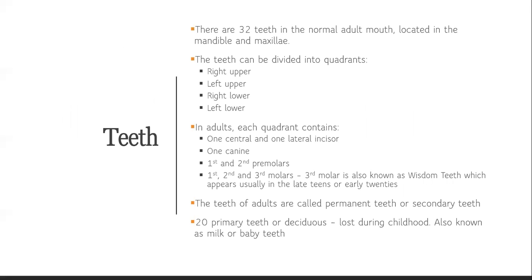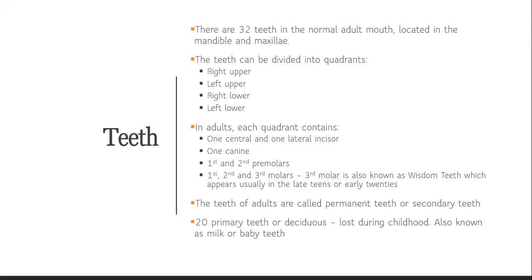So our teeth. The adult has 32 teeth, located in the mandible and maxilla. The teeth can be divided into quadrants or four parts: the right upper, the left upper, right lower, and left lower. In adults, each quadrant contains one central and one lateral incisor, one canine, first and second premolars, and first, second, and third molars. The third molar is also known as the wisdom tooth, which usually appears in the late teens or early 20s.